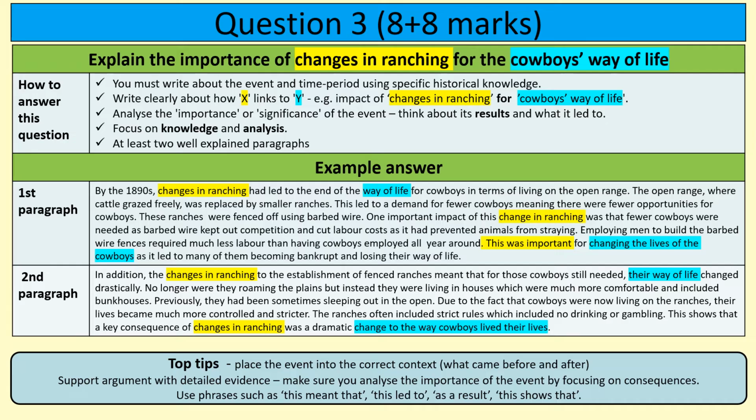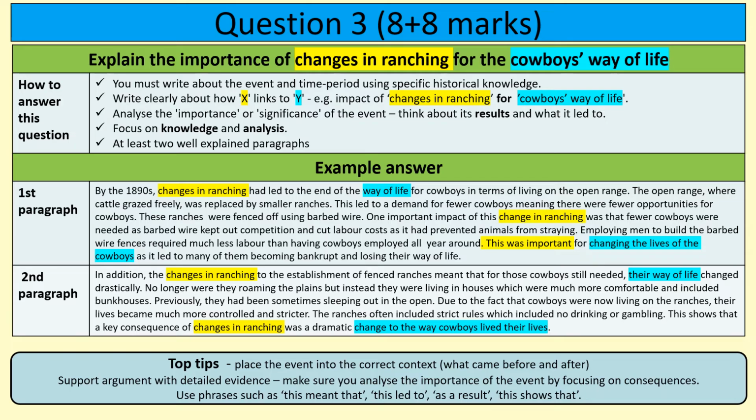Okay, so for question 3, you have got a choice of answering 2 out of 3 questions, and it's an explain the importance of question. So question 3 is worth 8 plus 8 marks. So we're going to have a look at a couple of examples, and I would suggest that you write maybe a couple of paragraphs for this question. So question 3, explain the importance of changes in ranching for the cowboys' way of life.